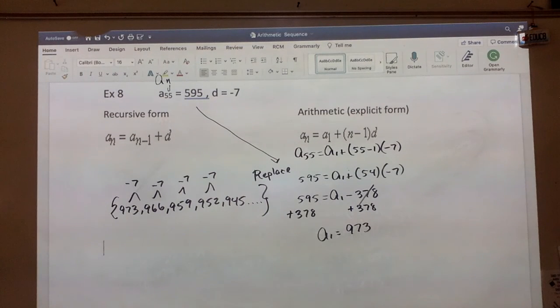This will help you do the remainder of the homework. Again, this is the arithmetic form. Check out the next video, which will be the geometric.